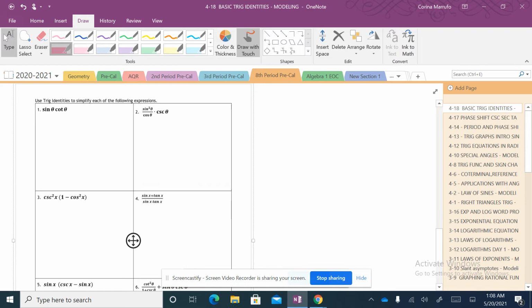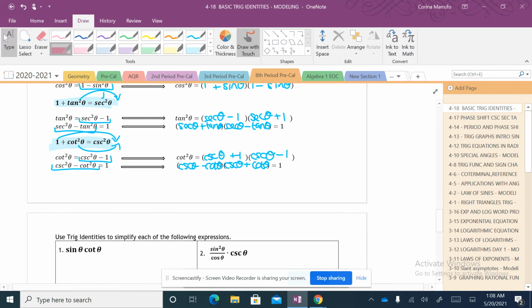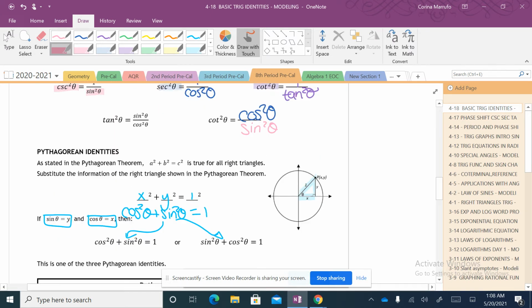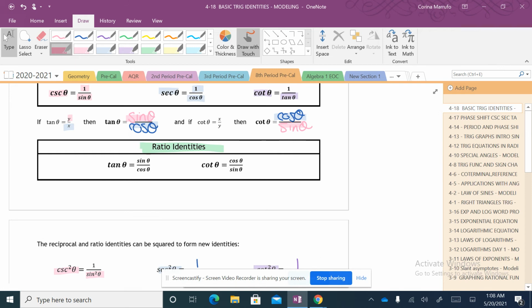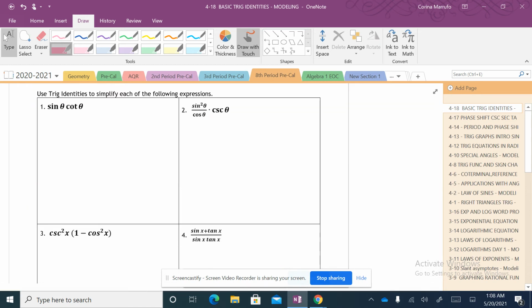So starting here, we have sine of theta times cotangent of theta. And we need to simplify it to make it as short as possible, to at least one trig function. So I know that cotangent of theta, if I look here, these are squared, so this is not what I'm looking for. My ratio identities, I know cotangent here is equal to cosine over sine. So that's what I'm going to do. I'm going to substitute that for cosine over sine. So cosine of theta over sine of theta.